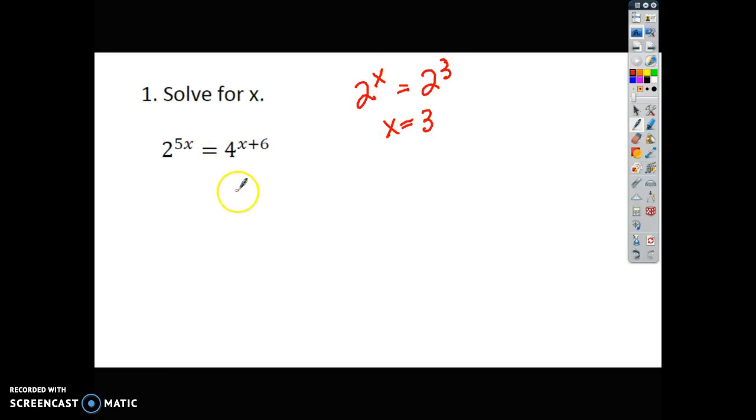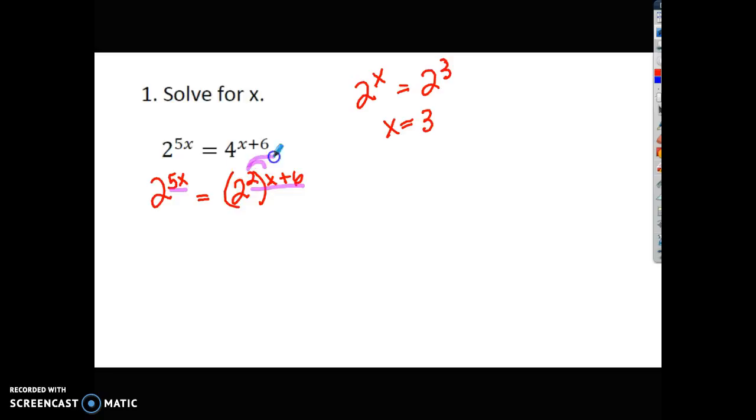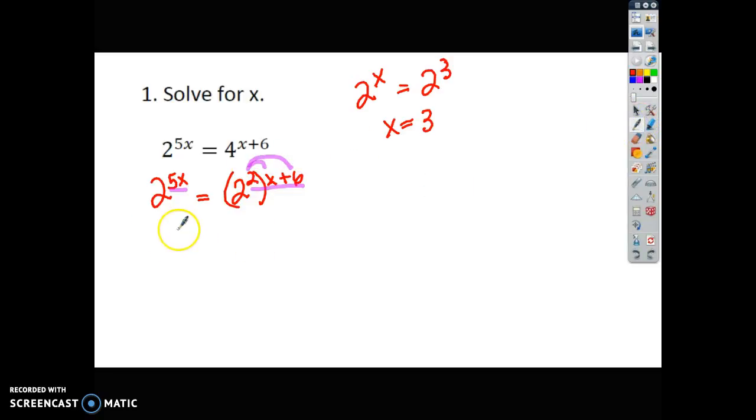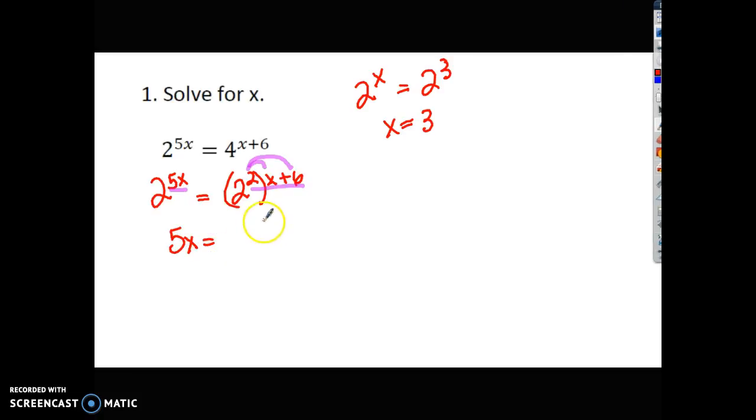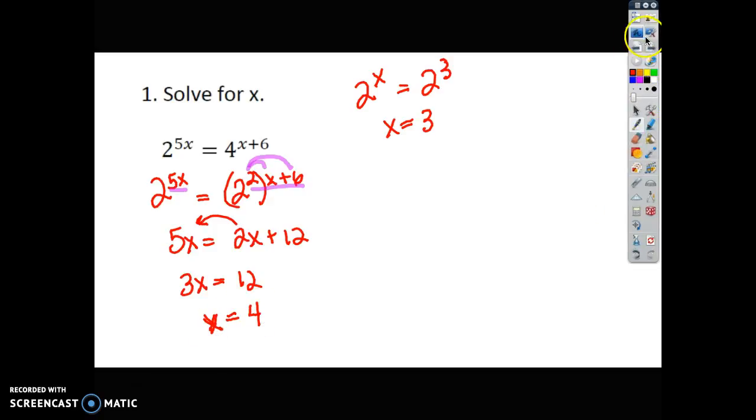They don't match right now, but we can make them match because 4 is actually 2 squared. So this is going to be 4 to the x plus 6 is equal to 2 to the 5x. So now that the bases match, that means that this exponent is equal to that one. These two exponents actually end up multiplying. We're going to distribute. So my new problem is going to be 5 times x is equal to 2x plus 2 times 6, which is 12. If I bring the 2x over, that's going to be 5x minus 2x, which is 3x. Bring the 12 down, divide both sides by 3, x is equal to 4. Okay, let's look at the next one.